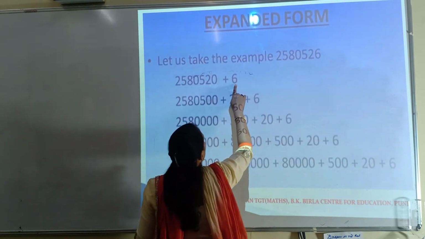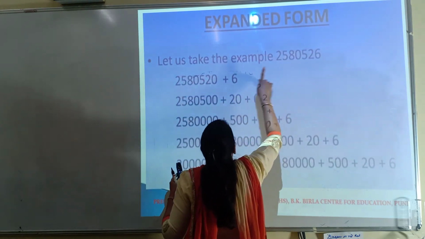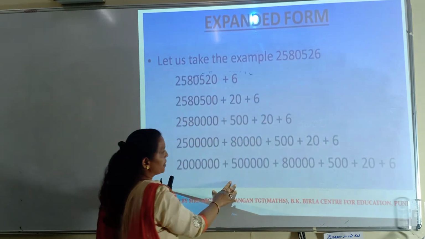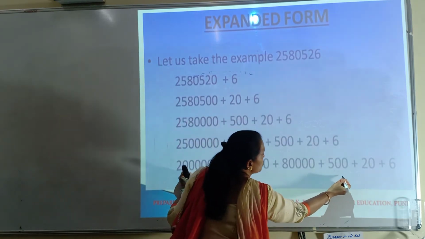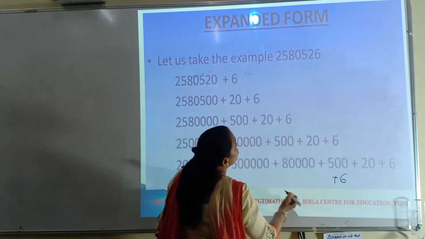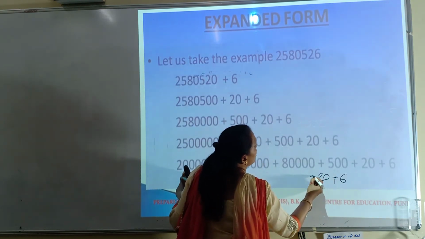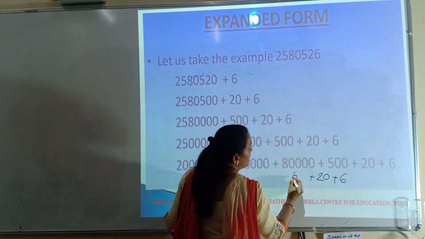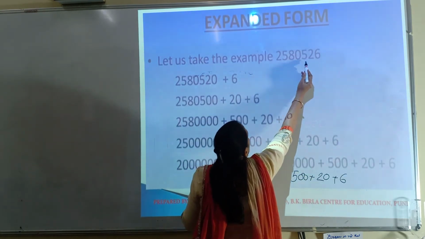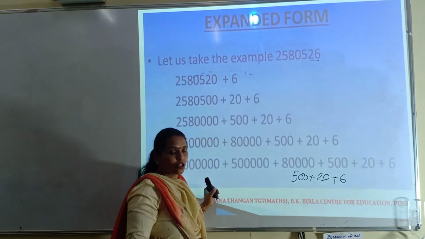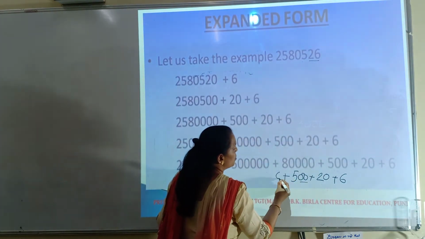6 is in ones place, so I wrote 6 plus the remaining number. Like this you can also find it, a simple method. 6 is in ones place, so you write 6, then 2 is on tens place, 2 multiplied by 10 is 20, then 5 is on 100 place, so directly 500. Or you can write 5 and count how many digits are there to the right: 2 digits, so put 2 zeros. Then I have a 0 plus 0.